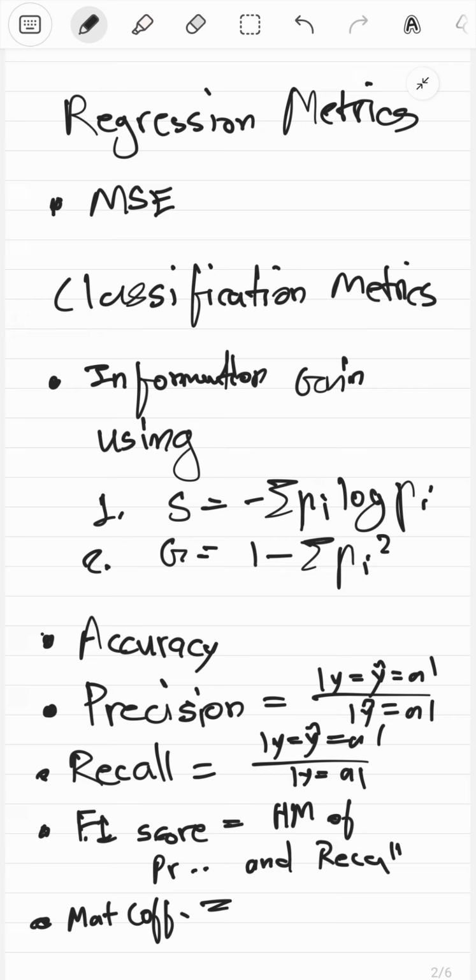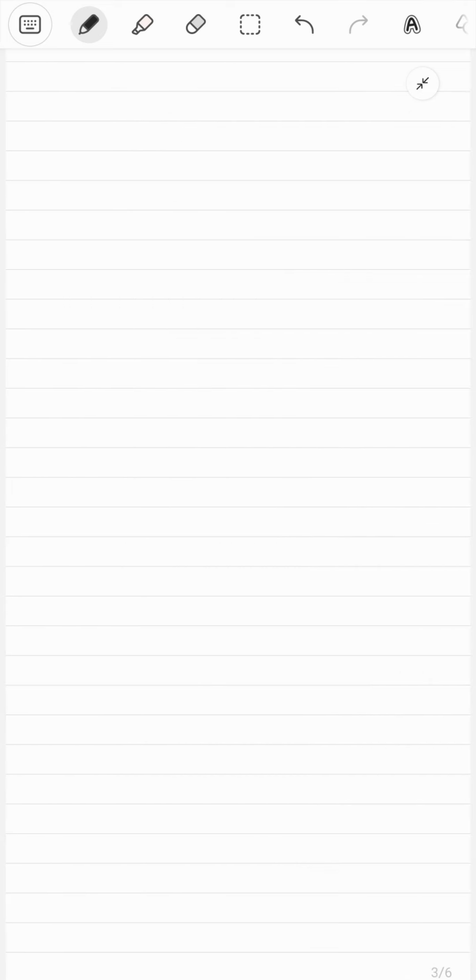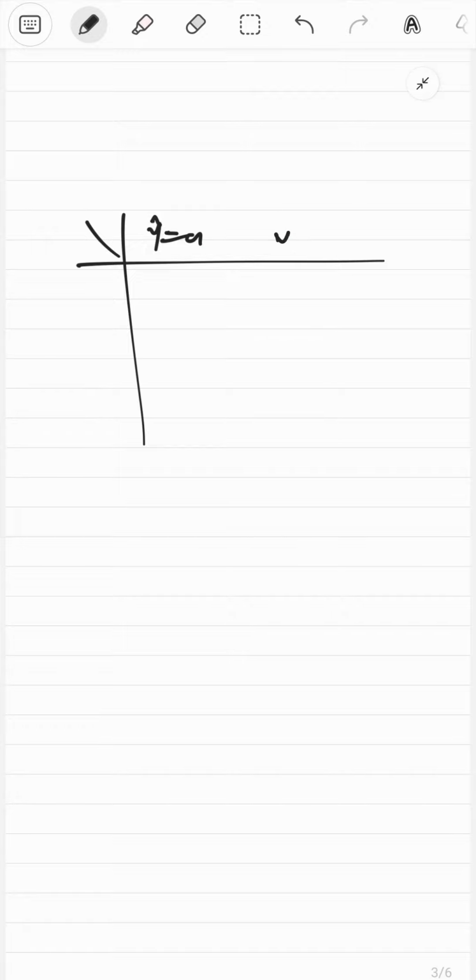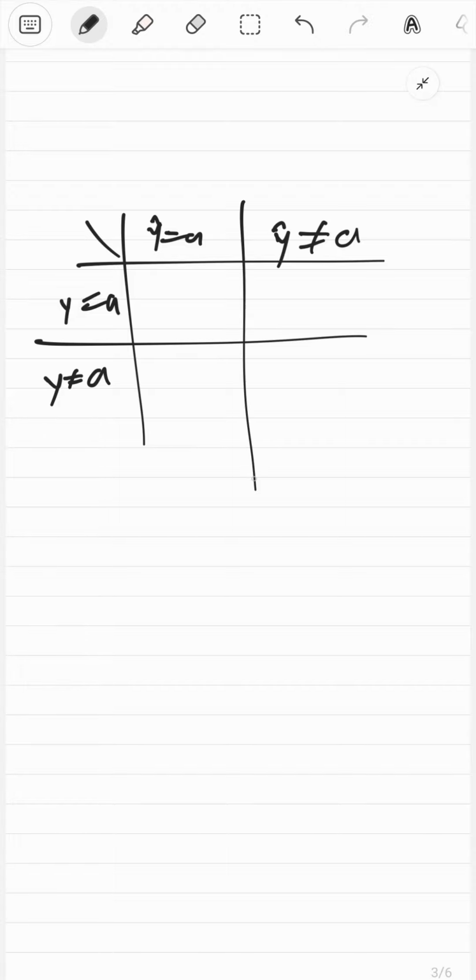So it's given as true positive times true negative minus false positive times false negative. Once again, the coefficient matrix is something like this. This is predicted, so let's say y hat equal to a, y hat not equal to a, and this is y equal to a and y not equal to a. This is a true positive, this is a false positive, this is a false negative, and this is a true negative.